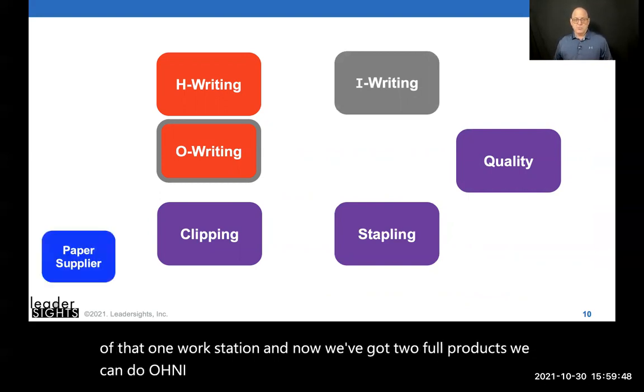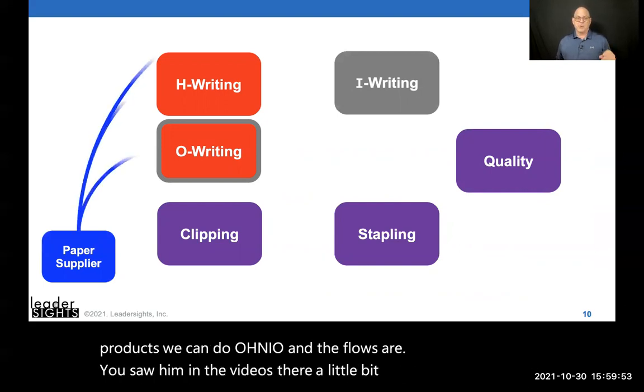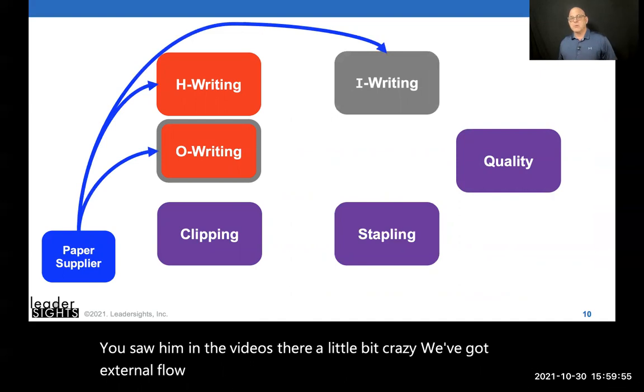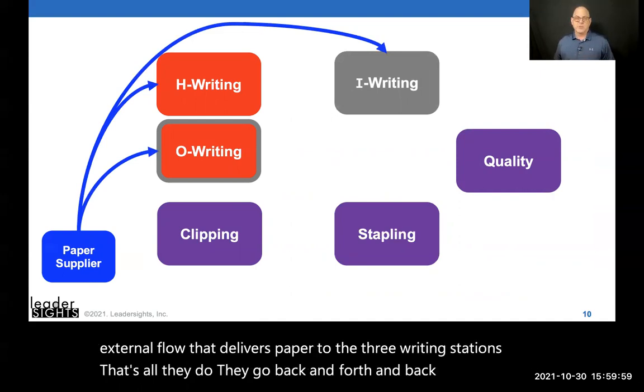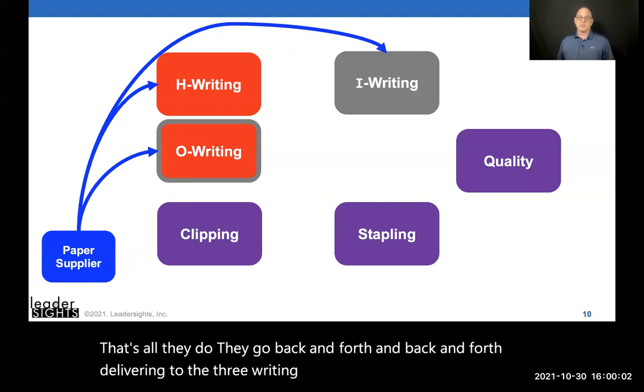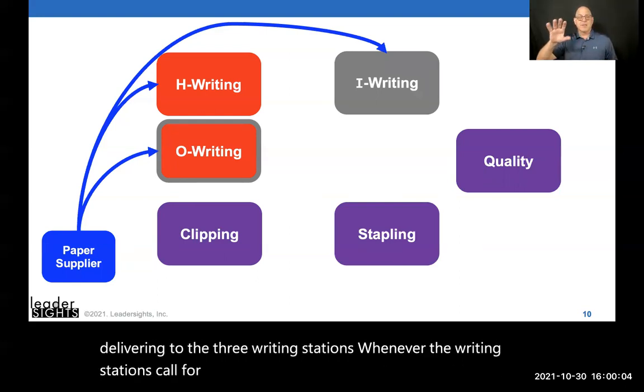And the flows are, well, you saw them in the videos. They're a little bit crazy. We've got external flow that delivers paper to the 3 writing stations. That's all they do. They go back and forth, delivering to the 3 writing stations whenever the writing stations call for more cards. So that in itself is a pull system.